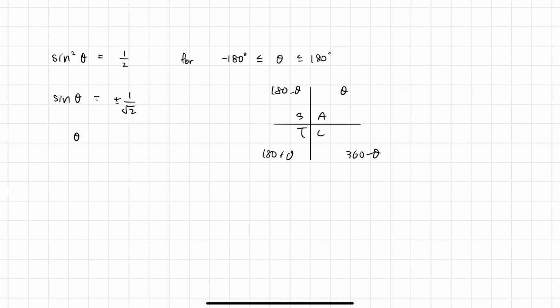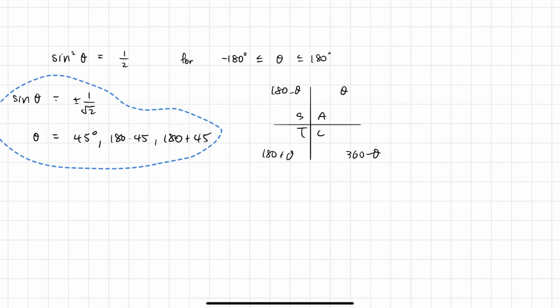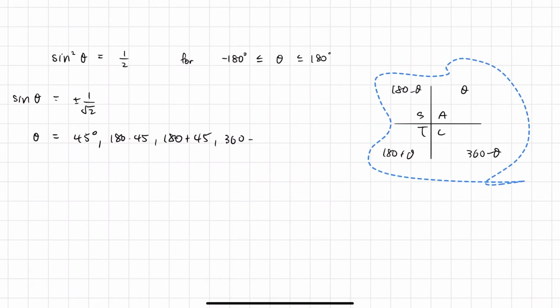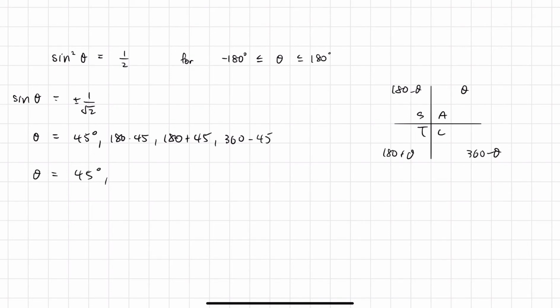So again, I would recommend just try to solve it like normal. So 45 degrees, 180 minus 45 degrees, 180 plus 45 degrees, and 360 minus 45 degrees. Okay, and if we calculate it, it's 45 degrees, 135, 225, and 315.